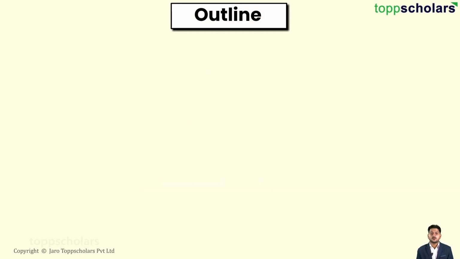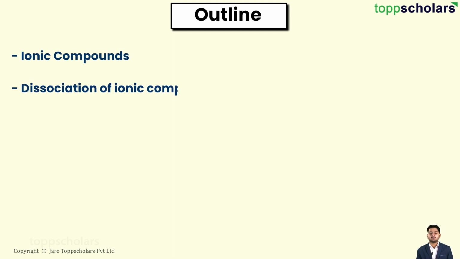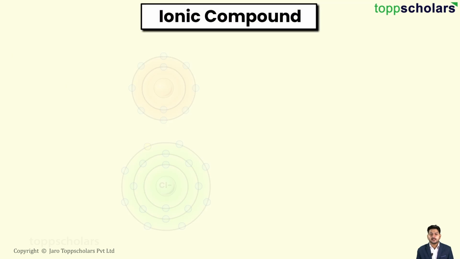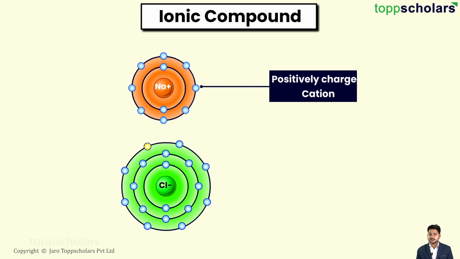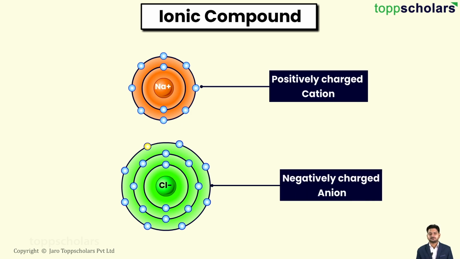Hello students, here we will be discussing what we mean by ionic compounds, followed by dissociation of ionic compounds. An ionic compound consists of two main components, a positively charged cation and a negatively charged anion.